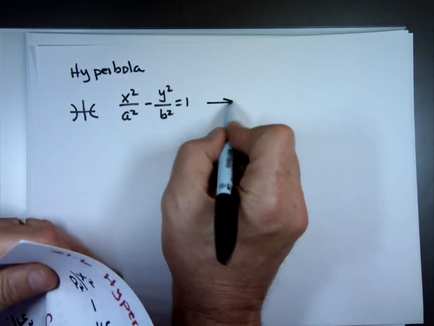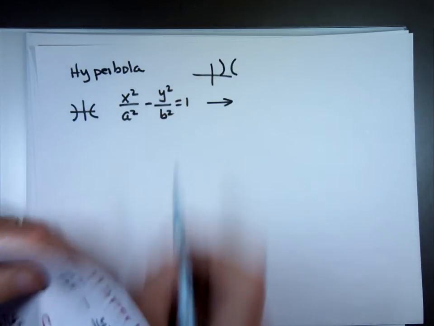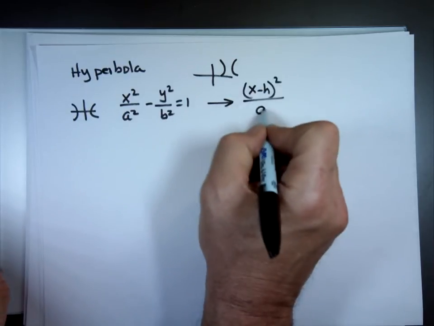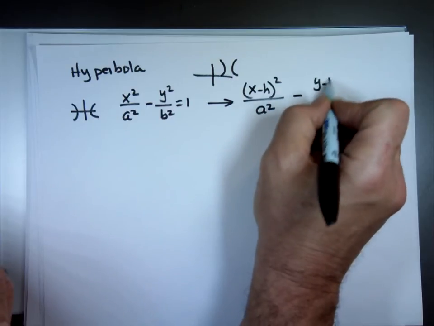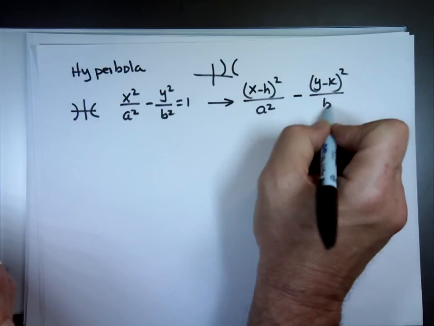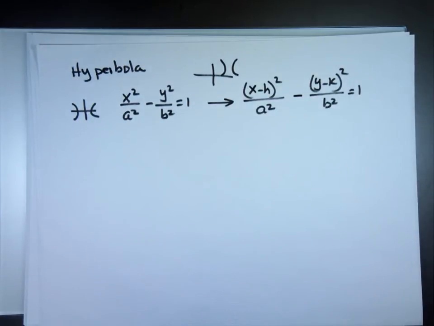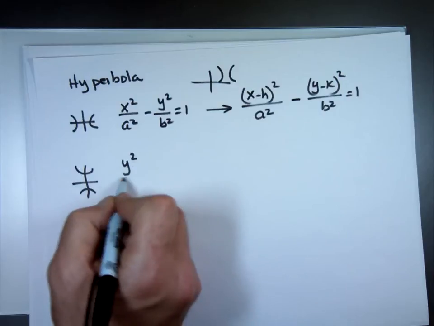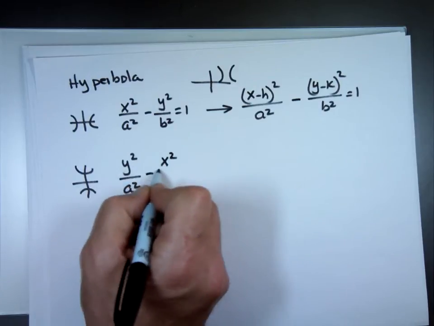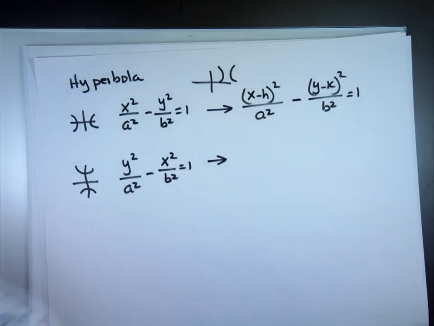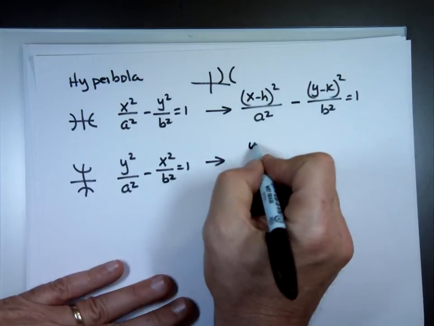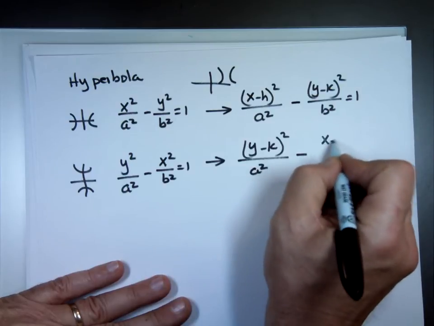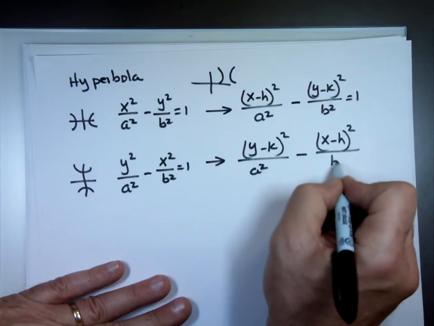If the center is not at the origin, let's say the graph is like this, then it's x minus h squared over a squared minus y minus k squared over b squared equal to 1. And if it's up and down, this will change to y minus k squared over a squared minus x minus h squared over b squared equals 1.